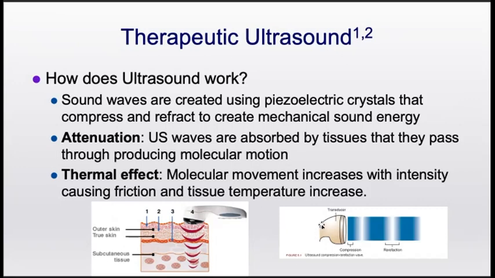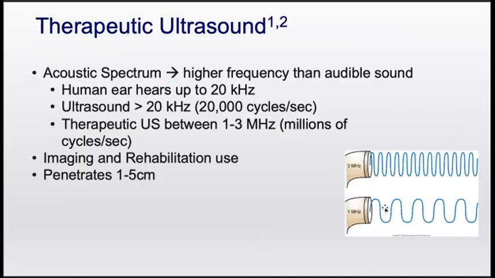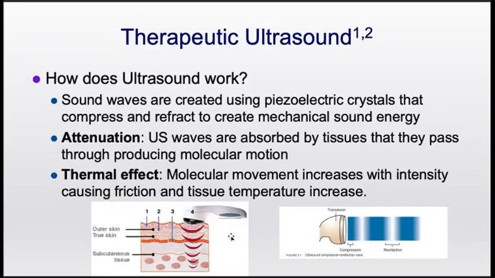As the transducer emits that sound wave, if you think about it like the last slide, it's a wave. As it transmits that wave in a linear direction, those waves are absorbed by the tissues and they can produce a little bit of motion within the molecules. And this is what we call attenuation. So attenuation is that absorption of the ultrasound waves by the tissue.